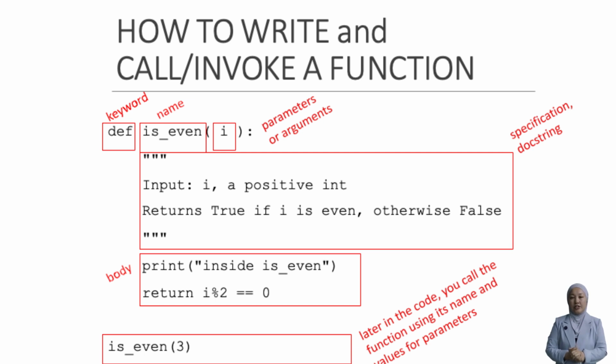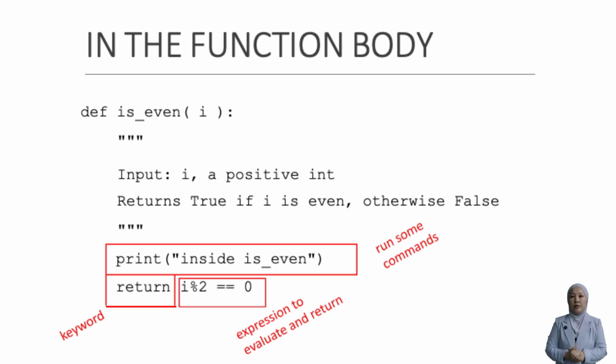Right after the definition line, we write a triple quoted docstring. Then, input: i, a positive int. Returns True if i is even, otherwise False. That's for humans. Then the body.